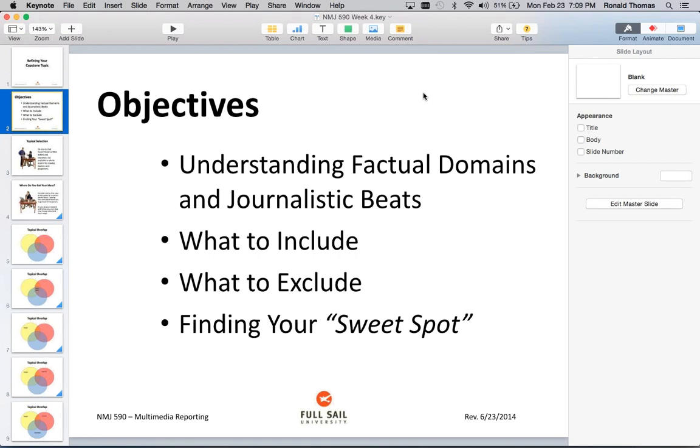Journalistic beats, you're going to be a police reporter. We call it public safety beat now because it includes fire and EMS. But you might be public safety. You might be doing politics. You might be doing crime or government or healthcare or sports or features or business. So there is some broad zone in which you want to operate.